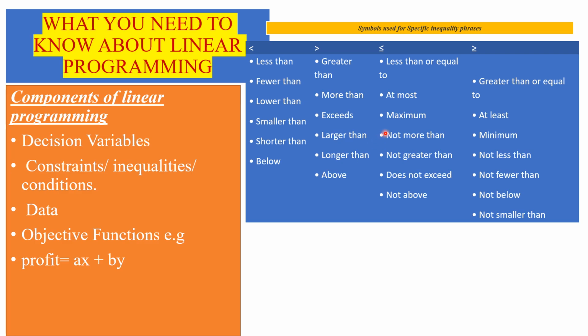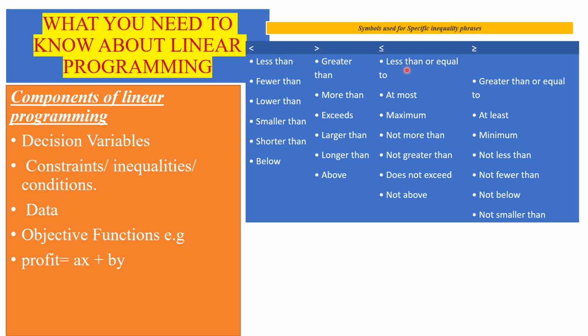Then we have less than or equal to. It is the same as at most, the maximum. The moment I say that I want a maximum of 5 boys, there is no way you can send me 6 boys. You have to send me 5 and below. So that is the word maximum or at most. Whenever you see the words at most, just know that they want the maximum, or not more than the value you have been given in the scenario.